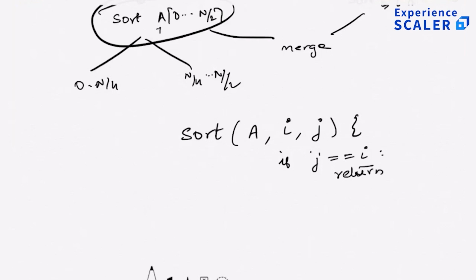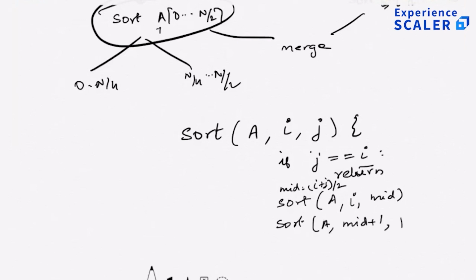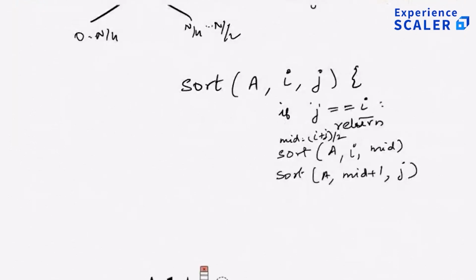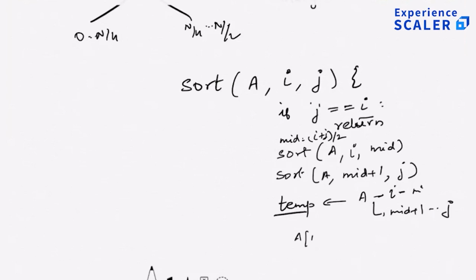If not, then you sort the first half, which is A from i to mid, where mid is (i plus j) by 2. Then I'll sort A from mid plus 1 to j. And once these two are sorted, I will need a temp array where I'll merge the array from i to mid and mid plus 1 to j. Then I'll make sure that A from i to j becomes equal to temp. Basically, I'm just applying recursion here.